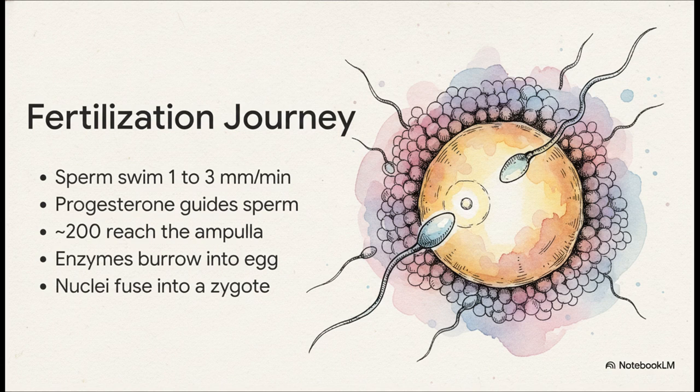The cumulus cells surrounding the oocyte secrete progesterone, which binds to receptors on the sperm, sending them into hyperdrive and guiding them directly to the egg. Once they arrive, it's like breaking into a vault. The sperm uses enzymes in its acrosomal head to burrow through the egg's tough outer protein shell, the zona pellucida. The plasma membranes fuse, the genetic material merges, and boom, a brand new single-cell organism is formed, the zygote.